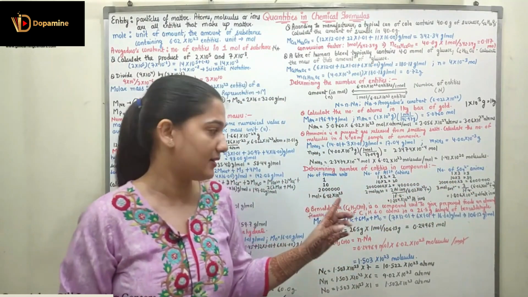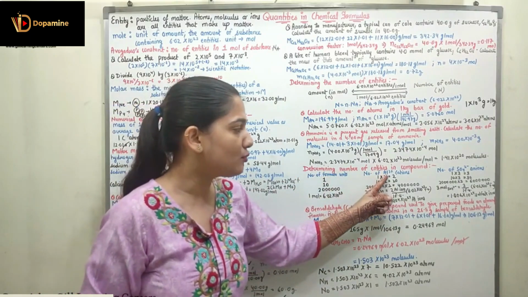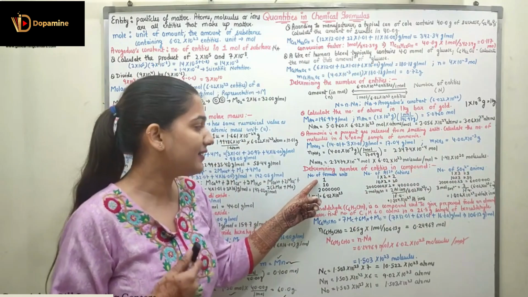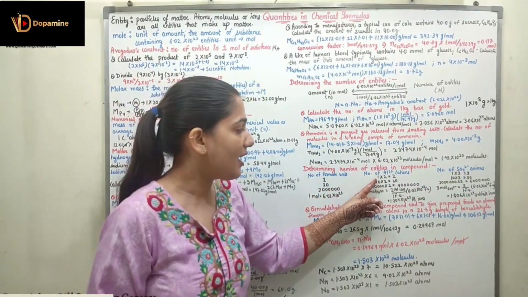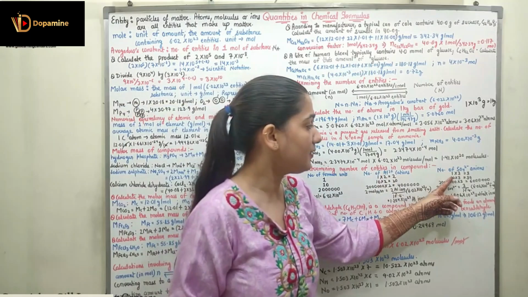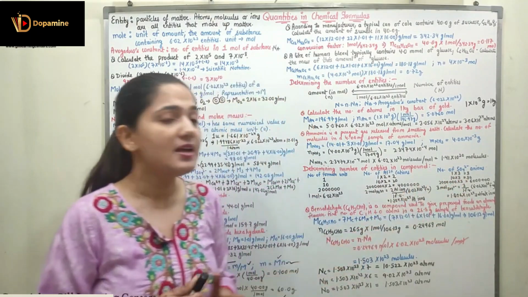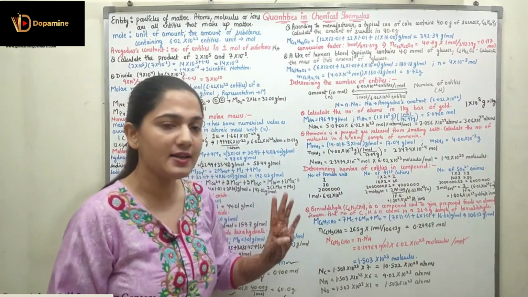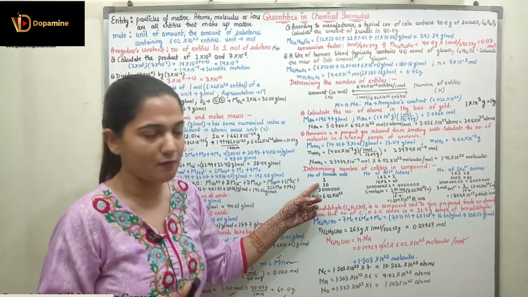Sulfate ions are my anion. In one formula unit we have 2 aluminium ions and 3 sulfate ions. When I have 10 formula units, I have 10 into 2, which is 20 aluminium ions, and 10 into 3, which is 30 sulfate ions. So 20 cations and 30 anions when I have 10 formula units.